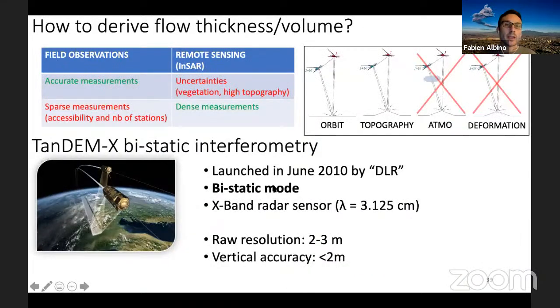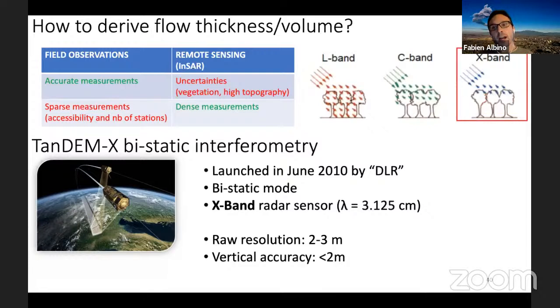So what we did during this study is to use TanDEM-X bistatic interferometry to produce a digital elevation model after the eruption of 2018 at Fuego. As I said before, in this case, we can retrieve the topography because of the bistatic mode. There is no atmospheric noise or deformation in the phase difference for the interferogram. So it's very relevant for producing a high resolution DEM.